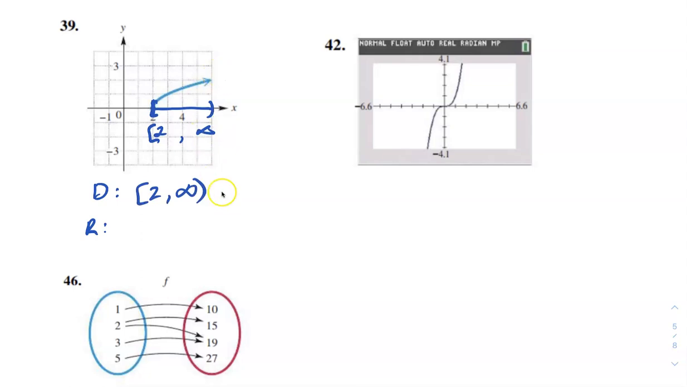And again, infinity is always a parenthesis. You can never reach it. It goes on forever. It's not a number. Parenthesis. This is a solid bracket because it is a value it could be. Right? It's a closed circle. If that was an open circle, it would be a parenthesis, but it's a closed circle, so it's a bracket. Okay, how about my range?